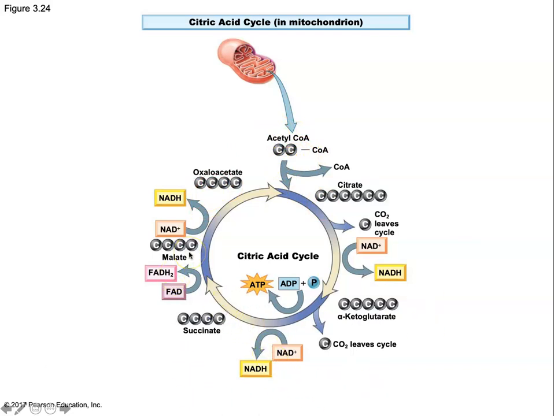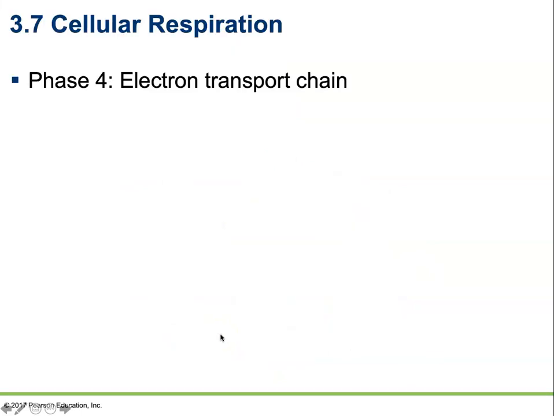There's a lot happening in the citric acid cycle. What I want you to get out of it is that acetyl-CoA goes in, and carbon dioxide, FADH, NADH, and ATP come out. So just know what goes in, what comes out. You don't need to know all of the different byproducts.